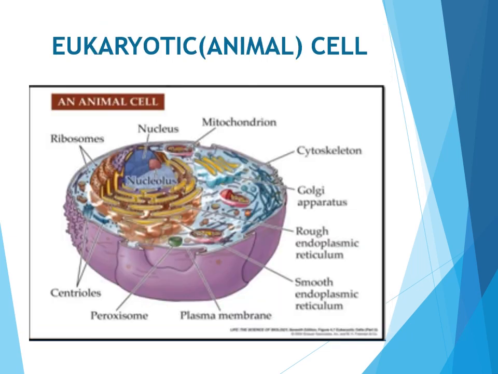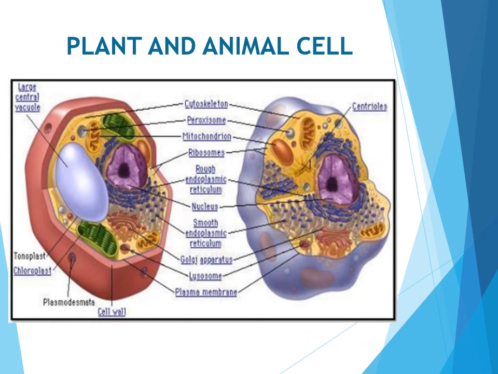This is a complete diagram of an animal cell or any eukaryotic cell. Here we have shown all the organelles together: nucleus, mitochondria, cytoplasm, Golgi apparatus, rough endoplasmic reticulum, smooth endoplasmic reticulum, plasma membrane, etc. So this is the animal cell.